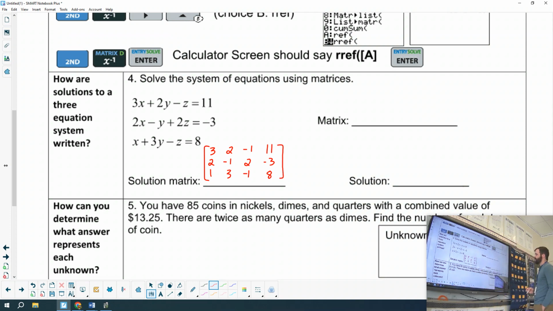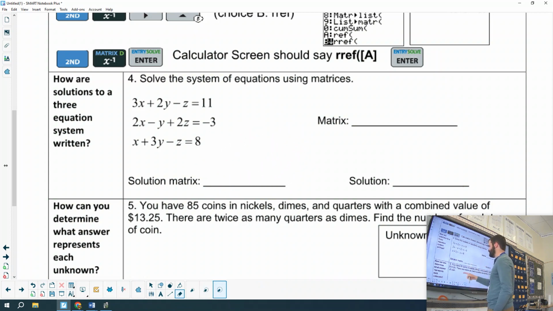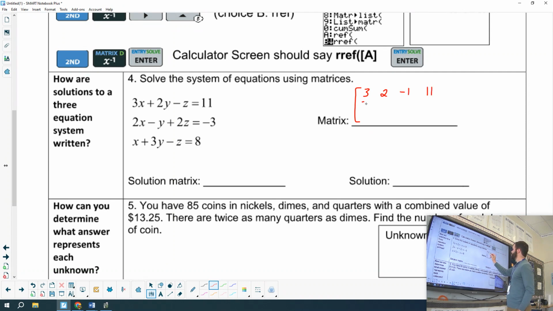So there is our, oh shoot, Mr. Martin, you silly goose. I wrote that in the solution matrix section. We need to write it in the matrix section. All right, so I'm going to write it over here instead. My bad, guys. So 3, 2, negative 1, 11, 2, negative 1, 2, negative 3, 1, 3, negative 1, 8. Okay, so now we need to plug it into one of our calculators. Now, let me show you how to do that here real quick.